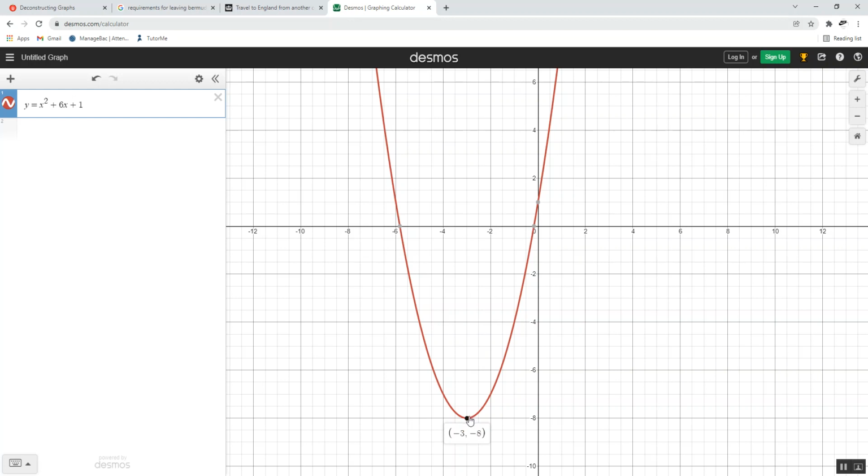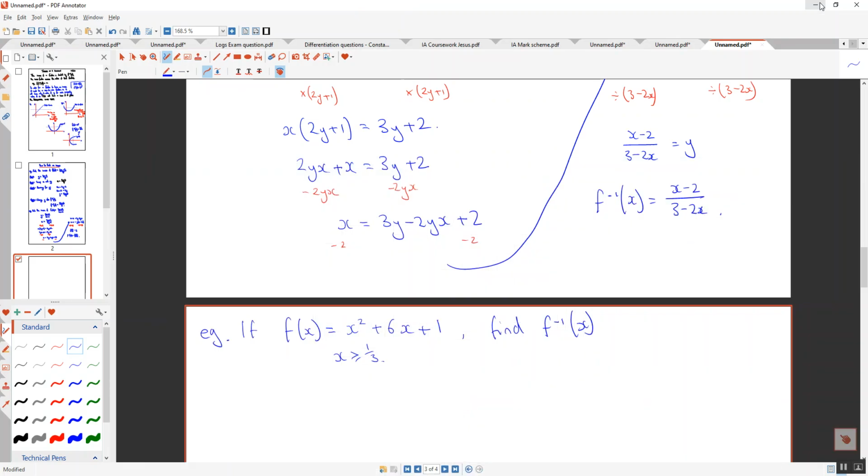Okay, so all I'm going to be looking at is this part of the graph. I'm going to ignore everything here. So if I'm only looking at this part, it is now going to pass the horizontal line test. Now in the questions, they would give you the right information, unlike me. So what did I say? I said less than or equal to negative 3.